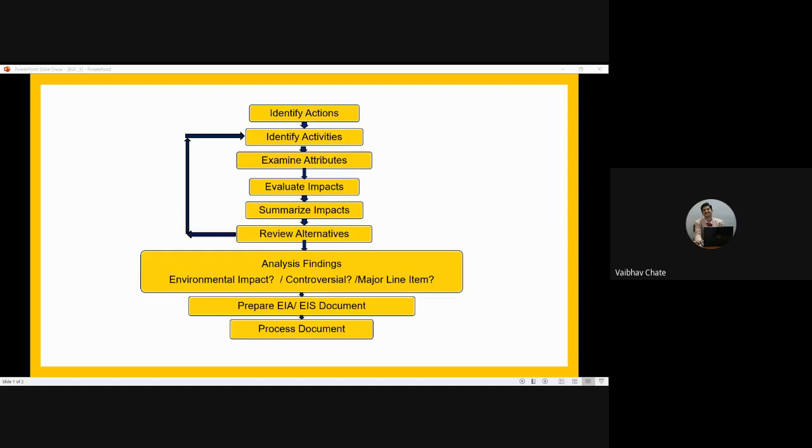If the project falls under any of three categories, EIS will be prepared. The first category: the project is going to cause significant environmental impact. The second category: the project is environmentally controversial. The third: it is a project listed as a project requiring EIS. In those cases, EIS will be prepared.